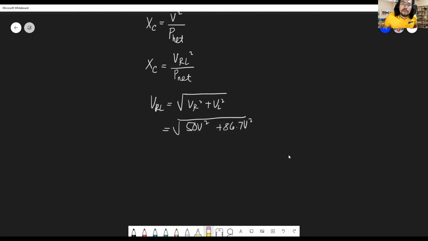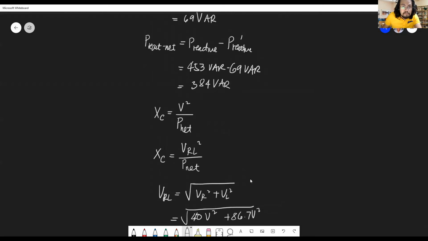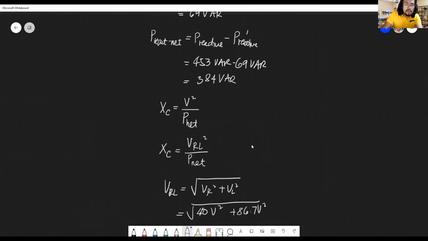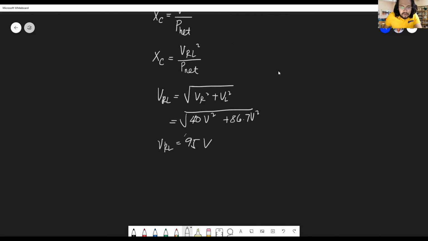this is 40 volts, and we get the VRL equals 40 squared plus 86.7 squared. So we get 95 point something, we just round up to 95 volts. Since we got the P net, the P net is 384 VAR.